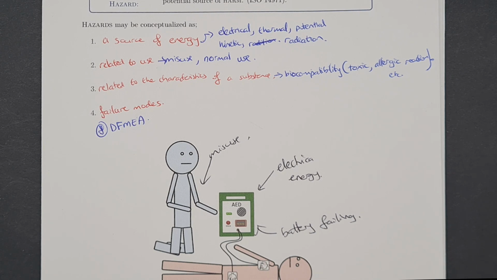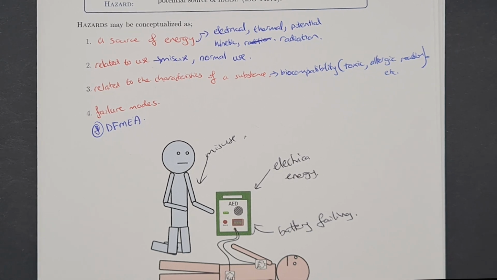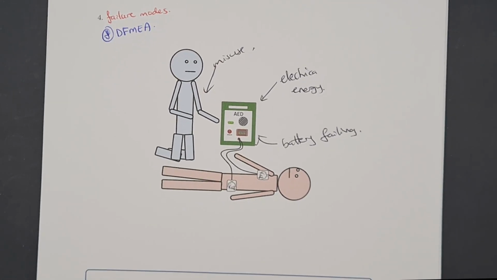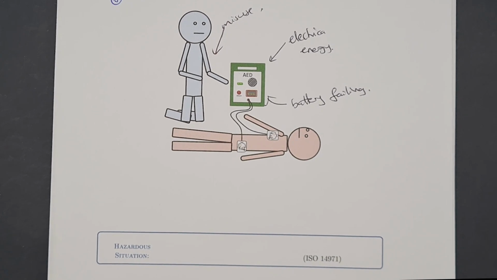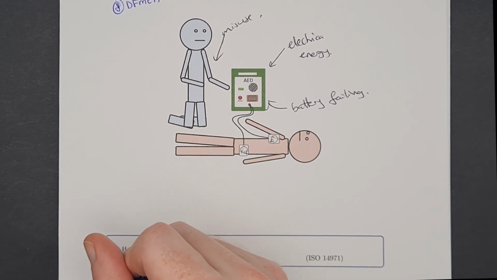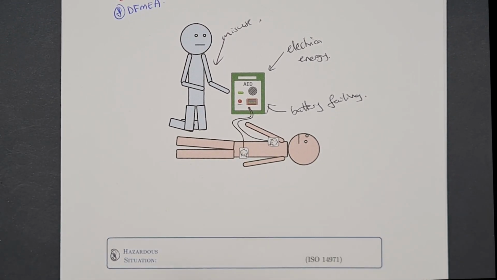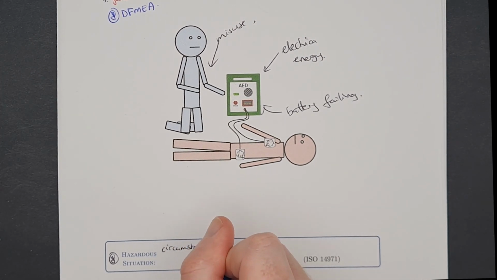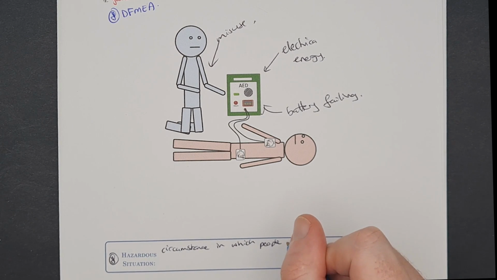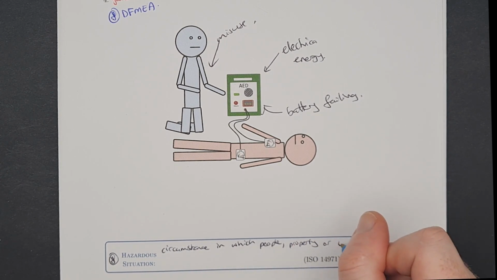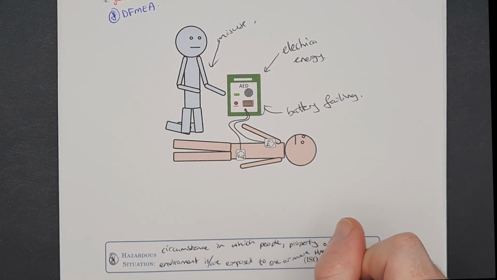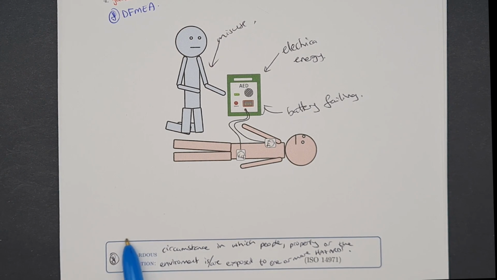Now, the next thing I'll mention here is that to get us from hazard to risk, we basically have to derive what is the hazardous situation that can be caused by a hazard. And this term, hazardous situation, is just another term within the standard, and it is defined as the circumstance in which people, property, or the environment is or are exposed to one or more hazards. Okay, so we'll see more of what exactly a hazardous situation is in the following lessons.